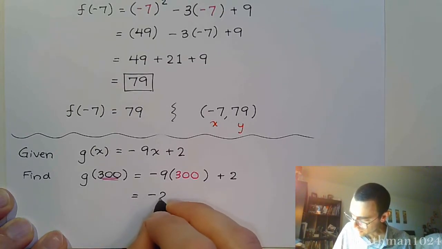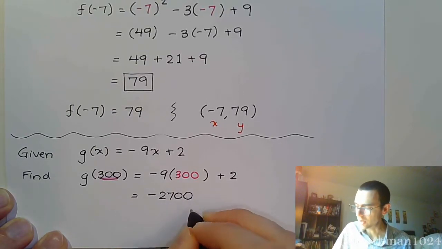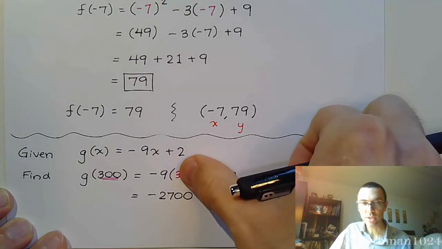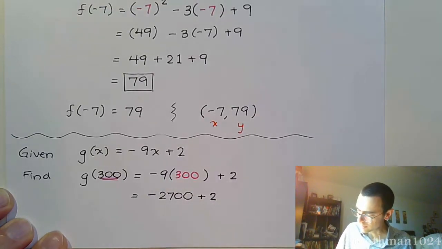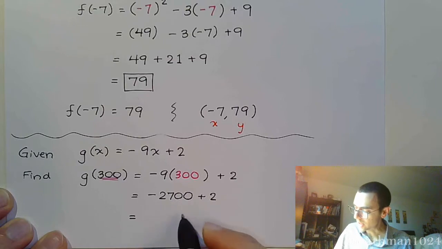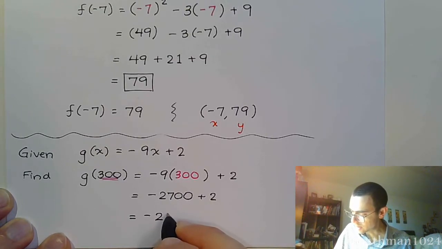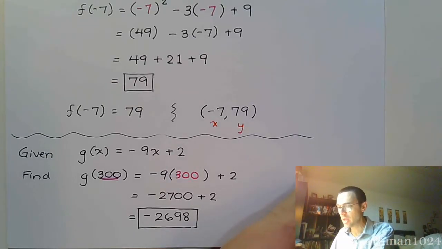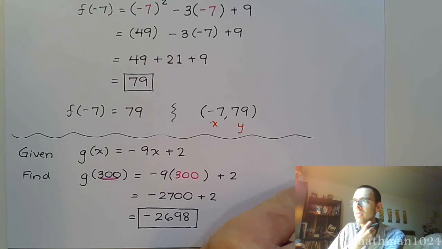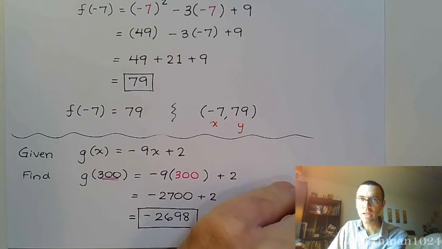So we have negative 2700, right? Because that's just negative 27, add on the 2 zeros, plus 2. And altogether that's negative 2,698. Right? So, again, hoping that that's nothing too terribly crazy. Let's see some odd kind of examples that you might see in the homework.